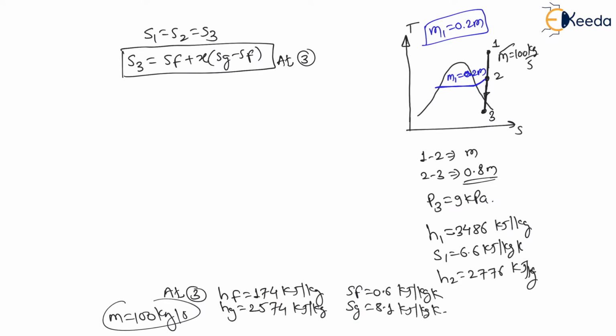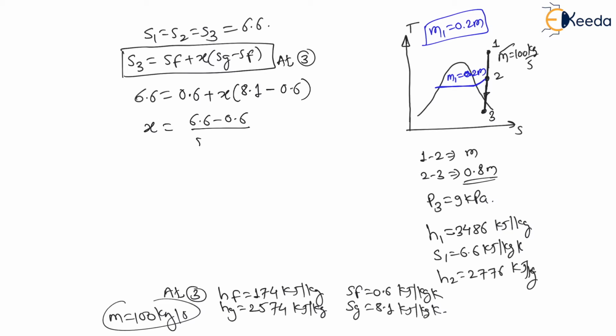So my dear students, let us put these values. Now S3 is nothing but S1. Already we have seen S3 is nothing but S1, and S1 is given as 6.6, right? So let us put here, therefore 6.6 is equal to Sf, which is 0.6, plus x into Sg, which is 8.1, minus Sf, 0.6. Now in this equation only the dryness fraction x is unknown, therefore x is equal to (6.6 minus 0.6) divided by (8.1 minus 0.6).